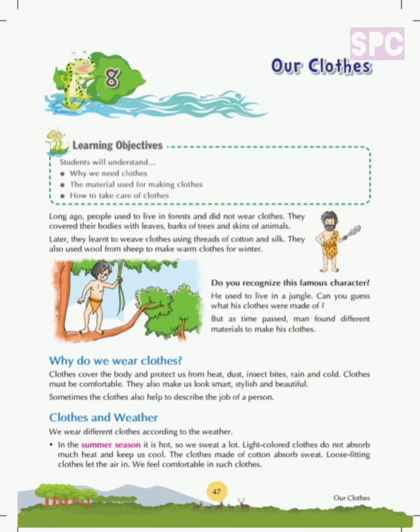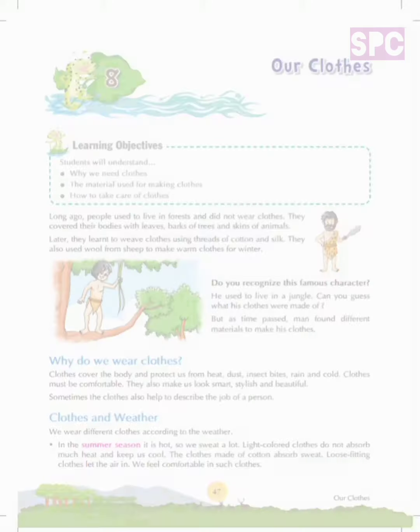Let's read further. Clothes and weather. We wear different clothes according to the weather. In the summer season, it is hot, so we sweat a lot. Light colored clothes do not absorb much heat and keep us cool. The clothes made of cotton absorb sweat. Loose fitting clothes let the air in. We feel comfortable in such clothes.